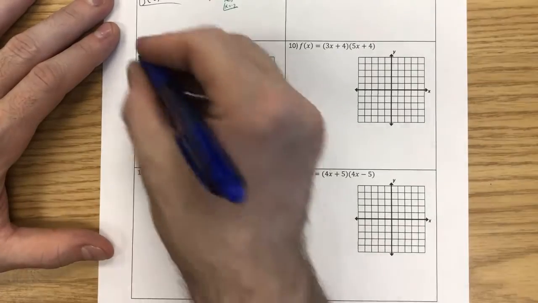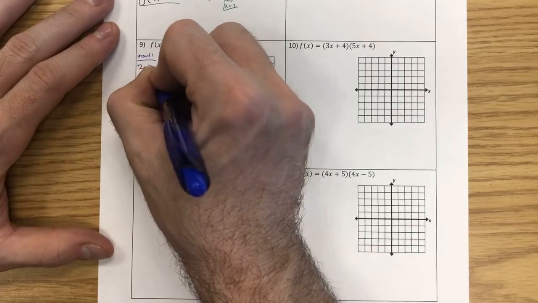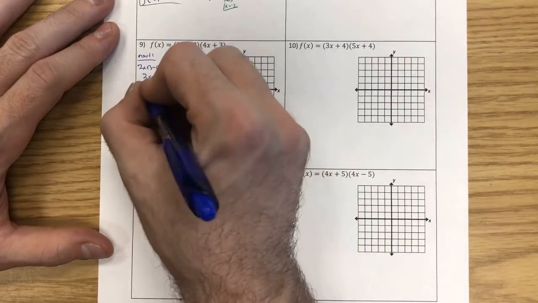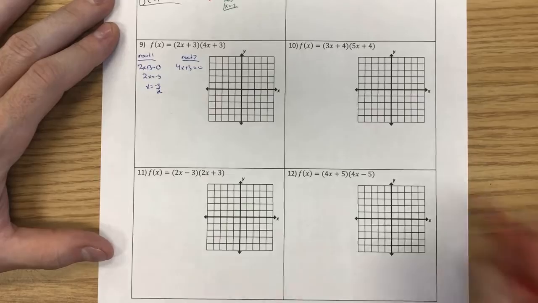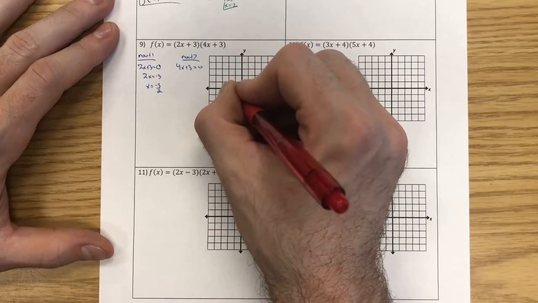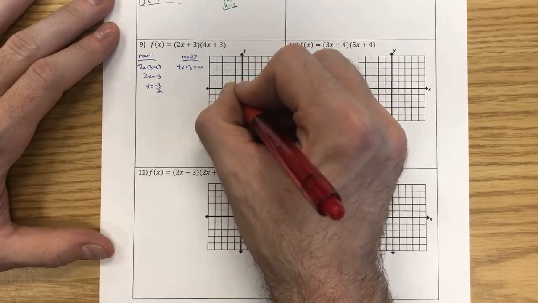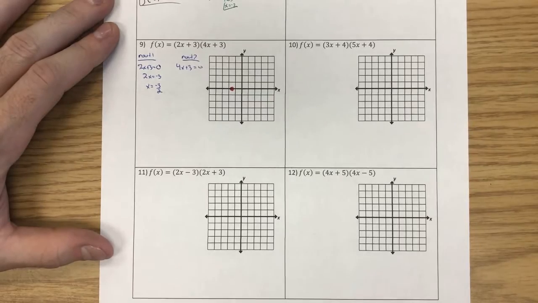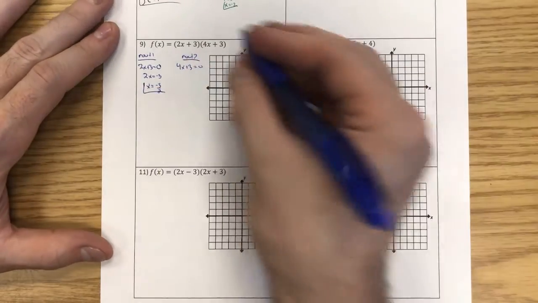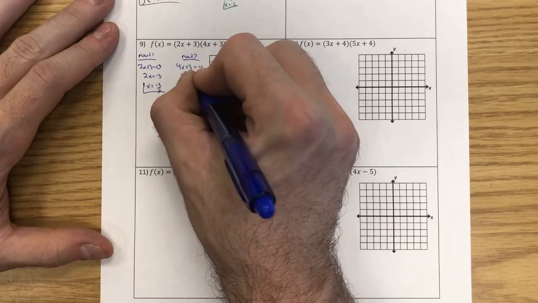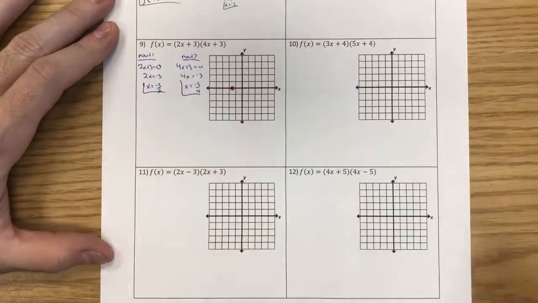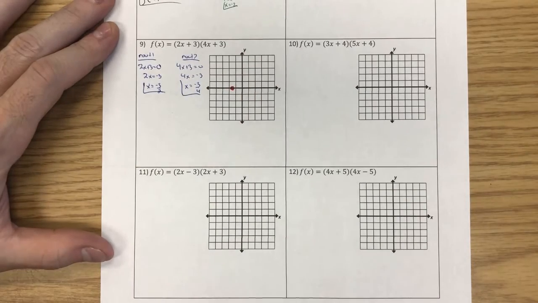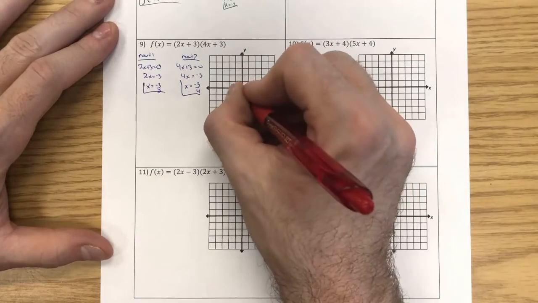I know if I subtract the 3, 2x is -3. Divide by 2, x is -3 halves. I know at -3 halves I have a root. It's not quite at 2. It's kind of in between two values. For my other root, 4x is -3. X is -3 fourths.